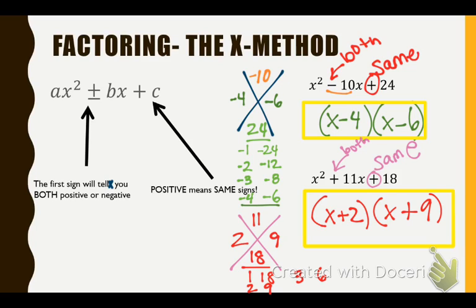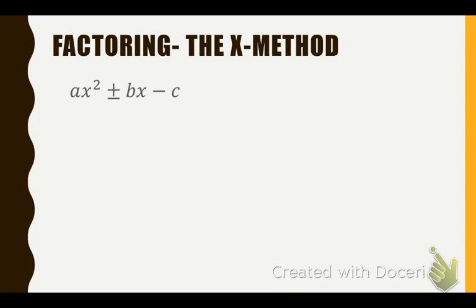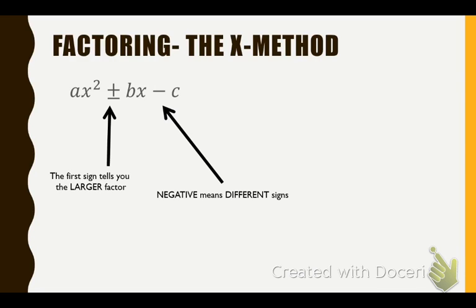All right, so all of this was if the second sign was positive. If the second sign is positive, that means they'll be the same sign. So what can you guess if the second sign is negative? They'll be different signs. So negative means they're going to be different signs. This one will be slightly different. You do want to write that down. The second sign, if it's negative, they'll be different signs. And the first sign will tell you what the larger number is.